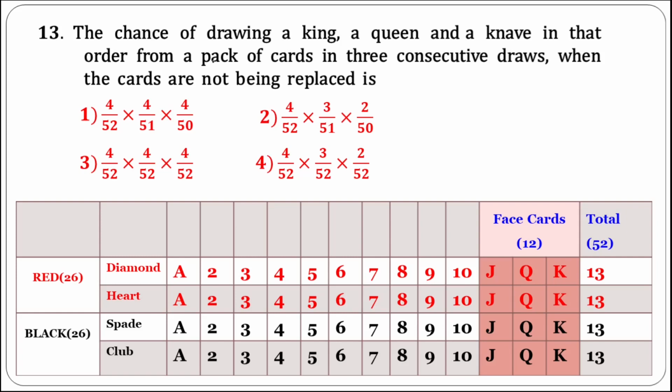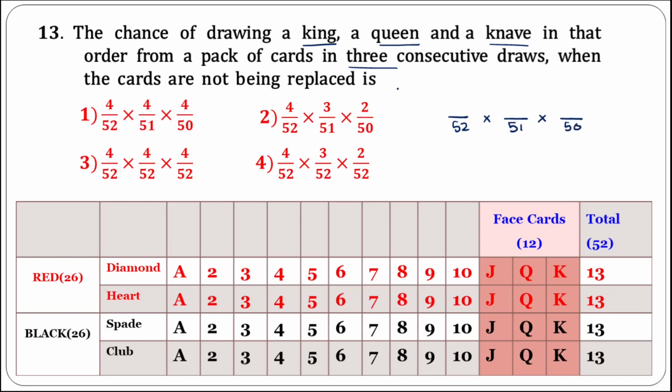The chance of drawing a king, queen and knave in that order from a pack of cards in 3 consecutive draws, when the cards are not being replaced, is. Cards are not replaced means every time you draw a card, the number of cards decreases by 1 unit. See, there are total 52 cards now. When you draw a card, you will get 51. When you draw a card, you will get 50.